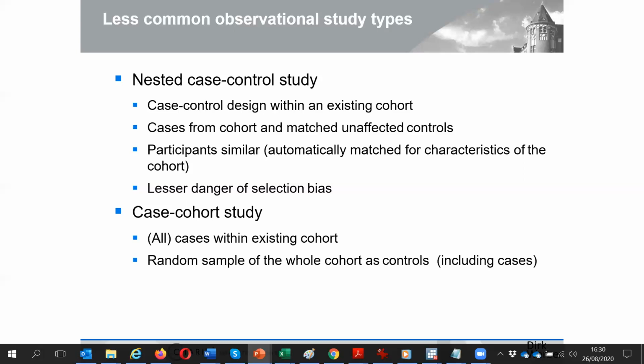you might not take all the cases, all those who develop the disease. But for a case cohort, you take all the cases within that cohort. Then for your controls, you do random sampling of those members of the cohort who do not develop the condition. So read about these other study designs so that you can understand them.